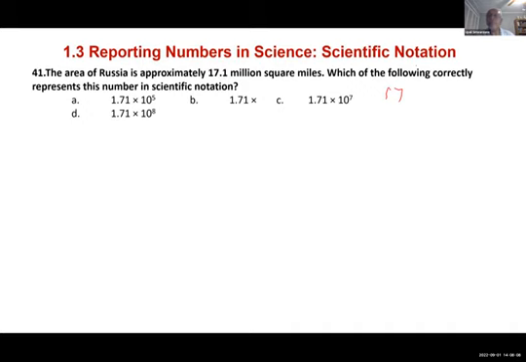17.1 multiplied by 10 to the... million is what? Million is 6. 10 to the 6 is million. Okay. How do you... 1.7? 17.7. This is not right. I'm not writing. Oh, I can erase that. I didn't know. Okay.